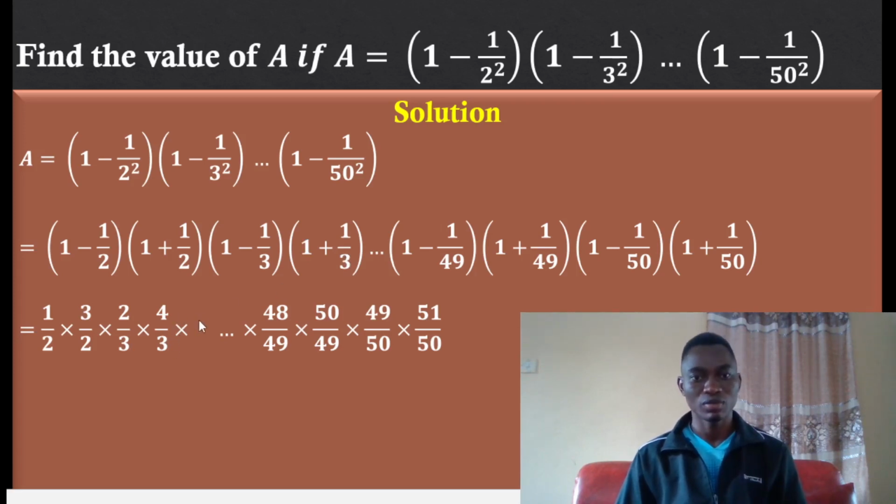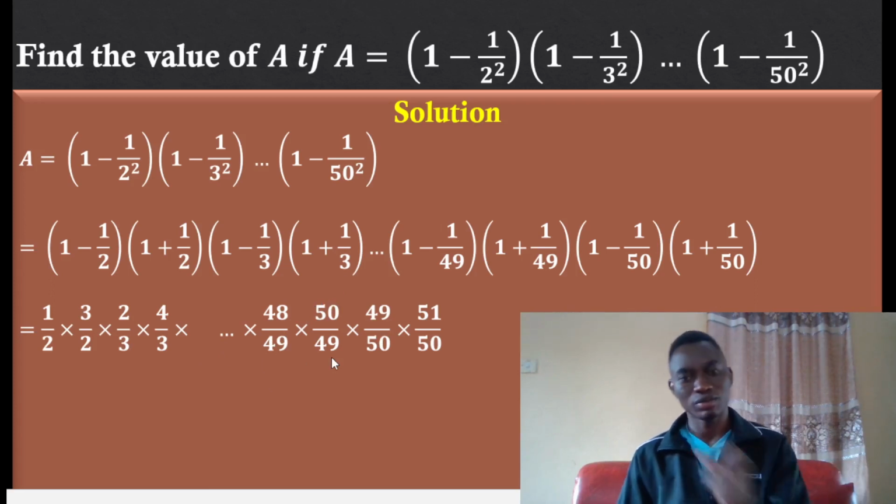4 over 3. Then times on and on, times 1 minus 1 over 49, which is 48 over 49, multiplied by 1 plus 1 over 49, which is 50 over 49. Then lastly, 1 minus 1 over 50 is 49 over 50, times 1 plus 1 over 50, which gives us 51 over 50. At this juncture, you can see that there are common numbers that can cancel themselves, like 2 and 2, 3 and 3, 4 and 4, 48 and 48, 49 and 49, 50 and 50.